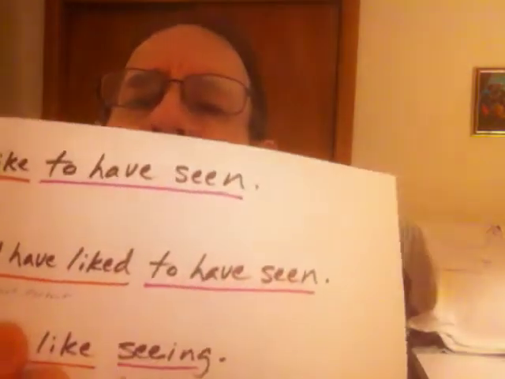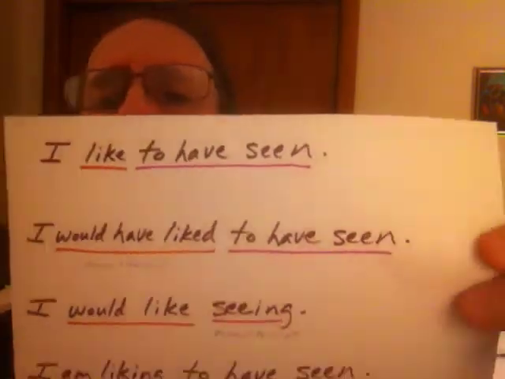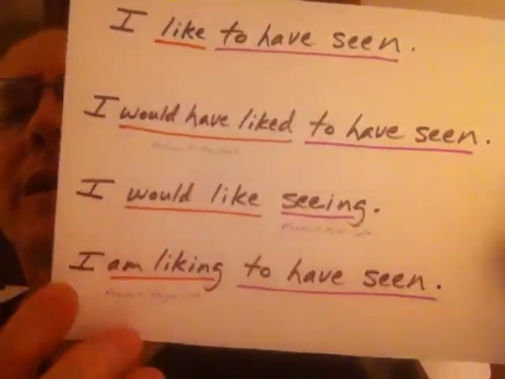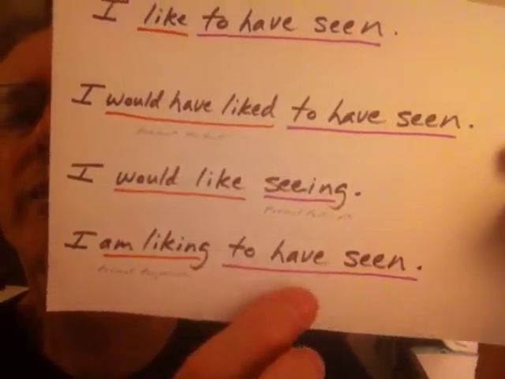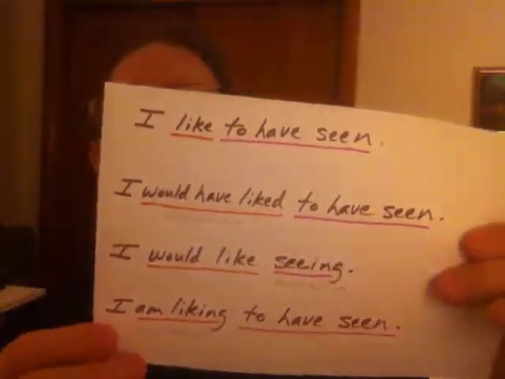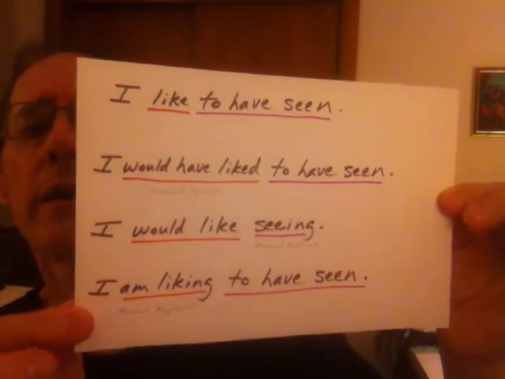Here you have your present perfect tense, right? And your perfect infinitive. So that doesn't work. And then here you have I would like seeing. In other words, I would like with your present participle, seeing. That's awkward. Then you have I am liking to have seen. So there you have your present progressive tense, I am liking, with to have seen, your perfect infinitive. And these are crappy examples, and ordinarily you kind of don't want to use them, all right?